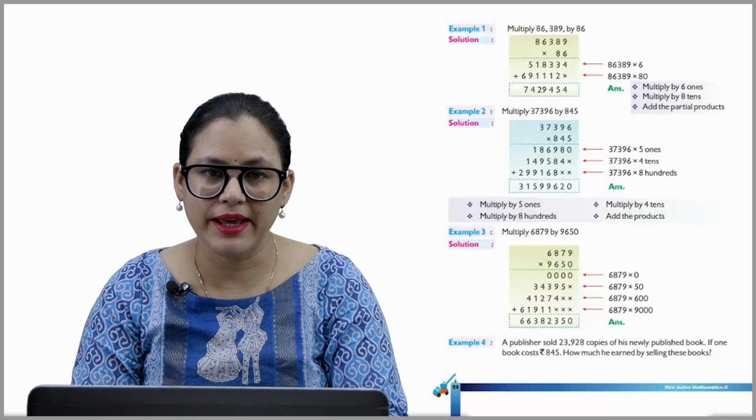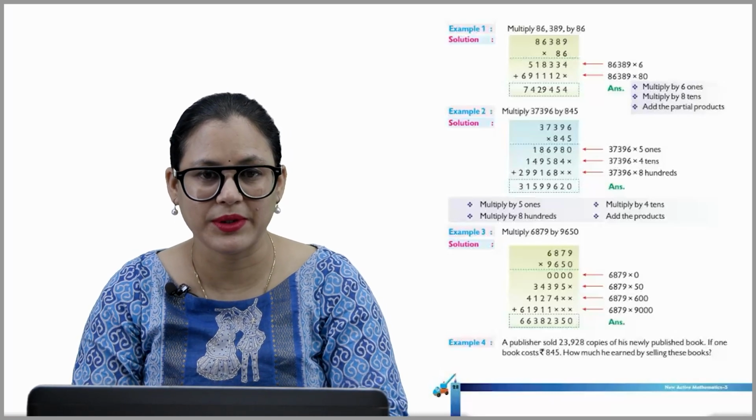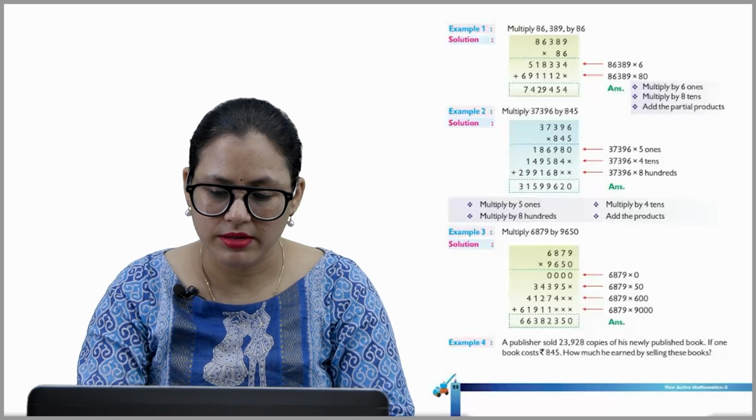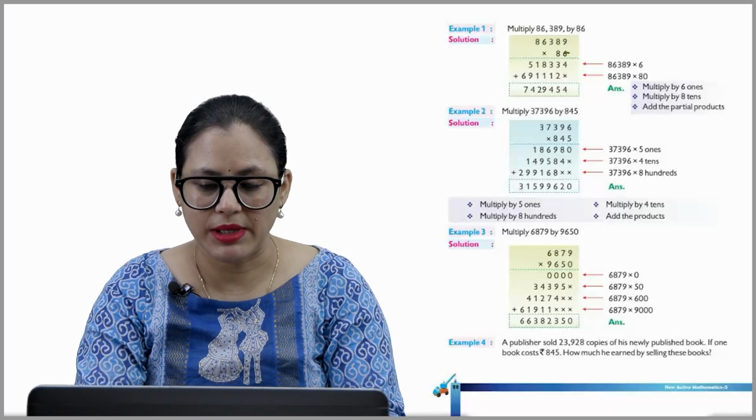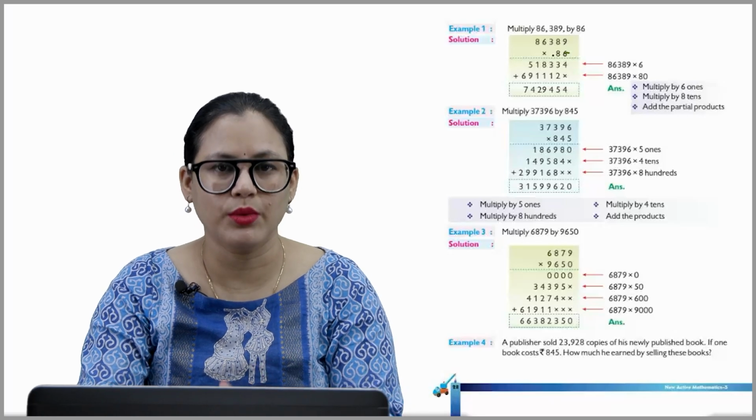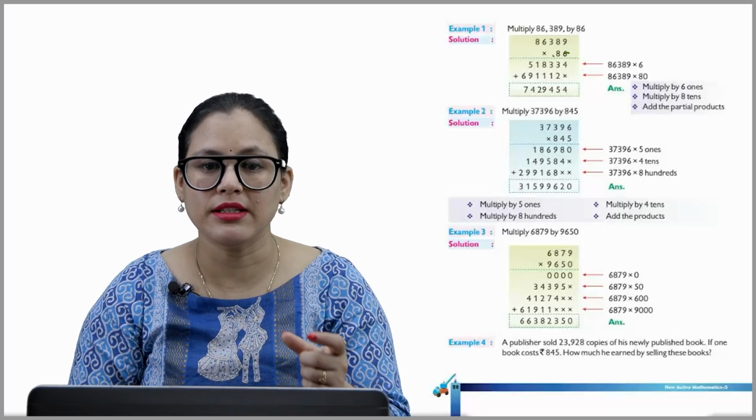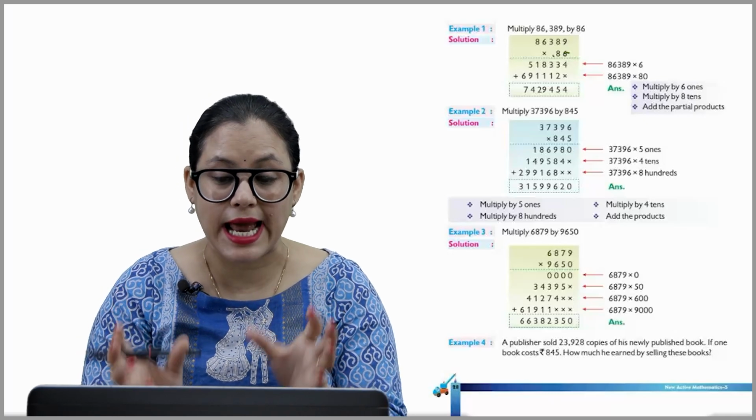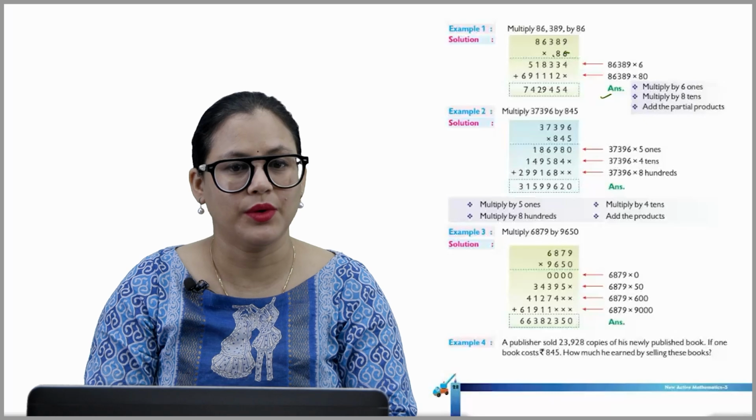Example, students, how to multiply the numbers, okay? First, we multiply by this number, which is at ones place, then we'll multiply with the second number, which is at tens place, and then after getting the products, we'll add them, and then we'll finally get the answer, okay?